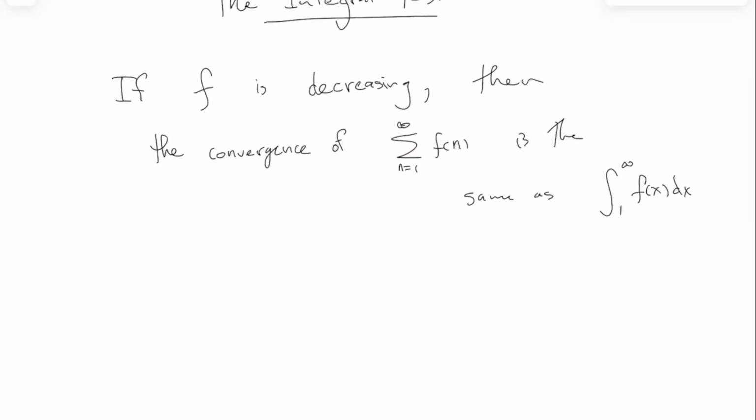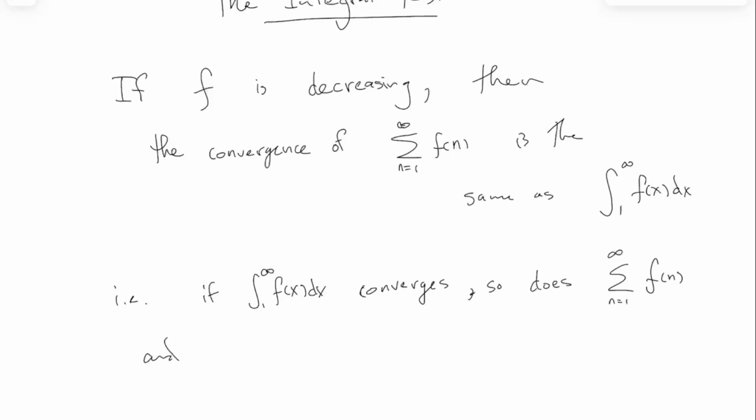If you wanted to write in detail, I would say, i.e., if the integral from 1 to infinity of f of x dx converges, can you read what I'm writing here? Sorry if it's unclear. So does the sum of f of n, n equals 1 to infinity. And if it diverges, then so does the other one, right? So the convergence or divergence of the series is the same as the convergence or divergence of the integral.